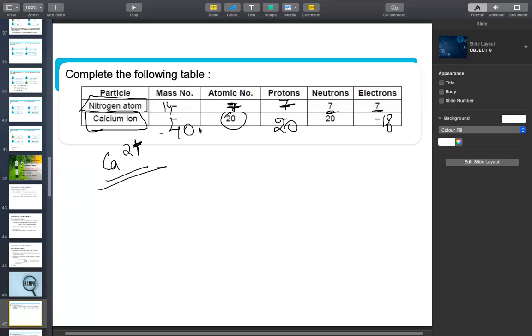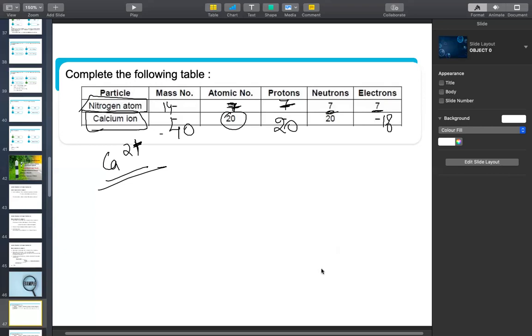Got it? How many of you got all answers right? Just write me. Sir, N is minus 3, right? So shouldn't it be 10? Which one? Nitrogen. They have not written nitrogen ion. They have written nitrogen atom only. Yeah.